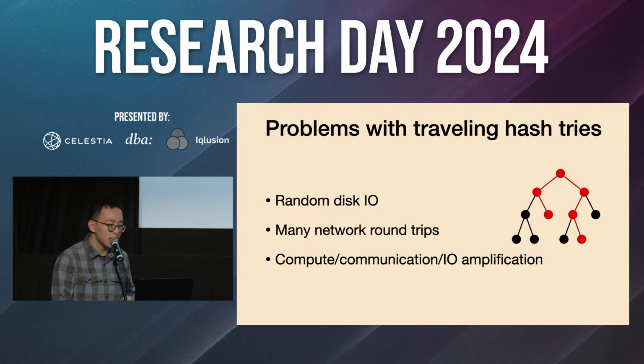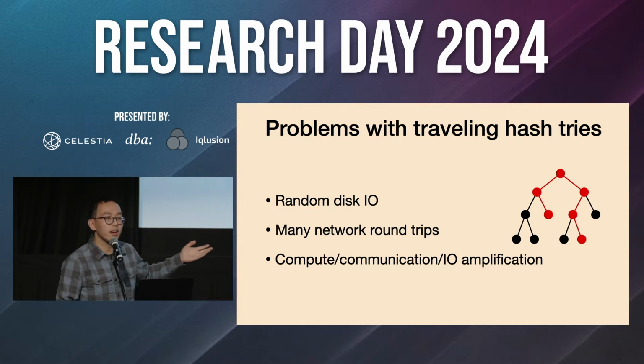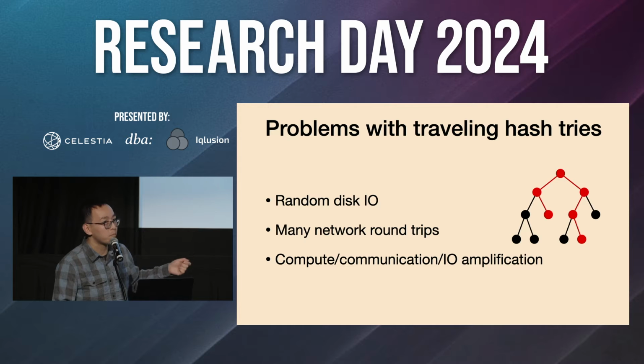And the third is that there's a big amplification of communication, compute, and I/O. What I mean is that you are actually only caring about the leaves, the actual state entries that you want to figure out which ones are different. But by doing that, you're also querying all the internal nodes of the trie. So everything in this process is amplified by a factor of the depth of the trie, right? So that's a third problem.